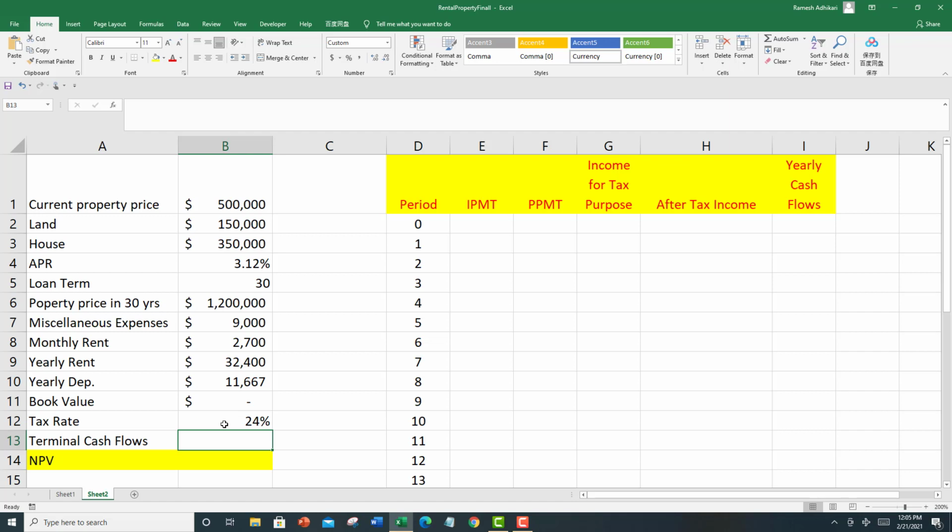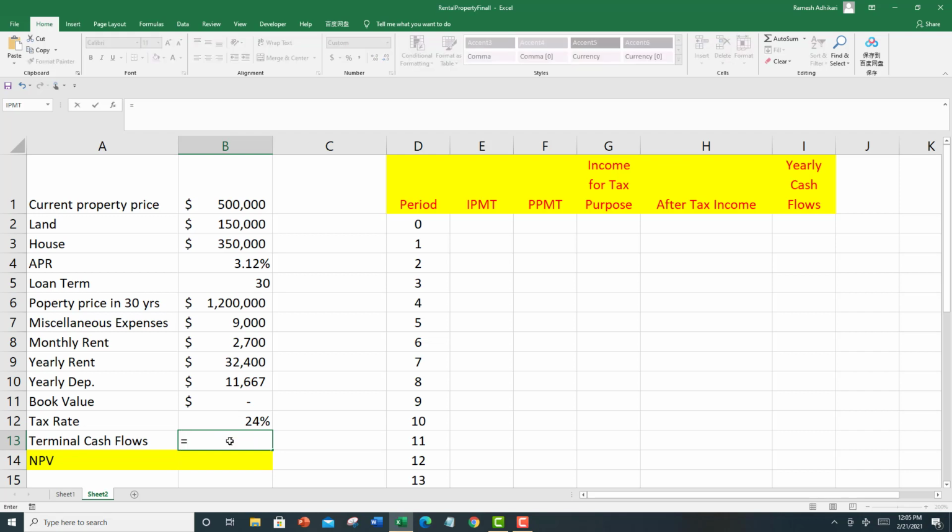So after paying tax, how much cash is going to come to you? That is the terminal cash flow. For our case, terminal cash flow is very simple, right? This is simply the selling price minus the tax rate times the selling price, right? That's the way you compute that, which is 912,000. Very straightforward.